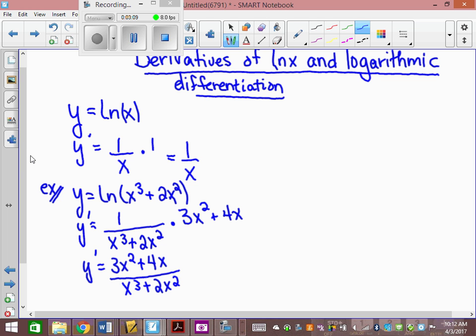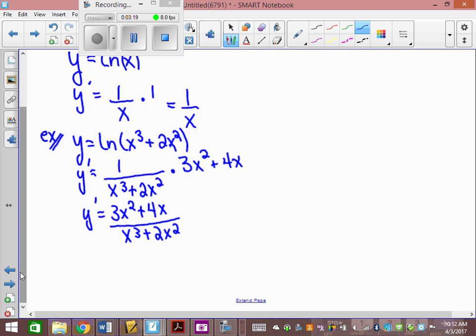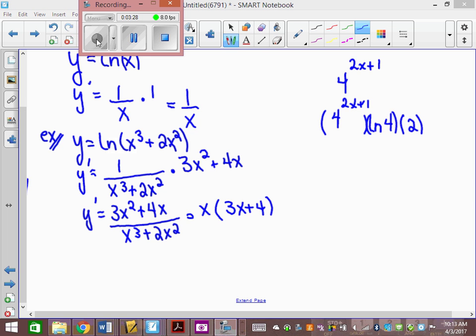Yeah, you can reduce it. So you could take an x out of the top, and then you'd be left with 3x plus 4. Okay, and then on the bottom we could take out an x squared, and we'd be left with x plus 2, and then those could cancel. Actually, the squared would cancel, not the x.